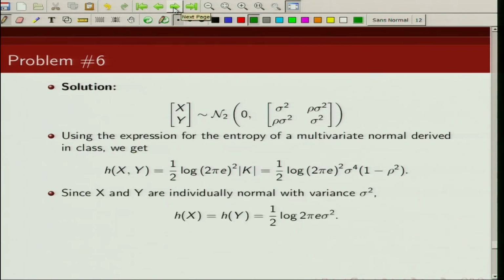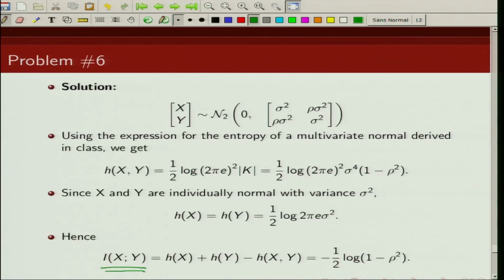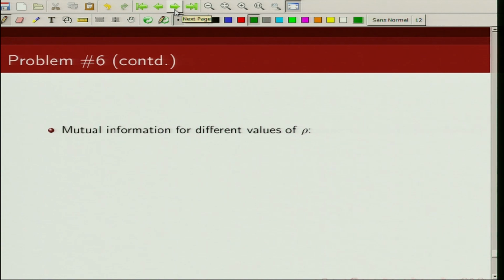Now let us look at the differential entropy of these individual random variables x and y. This is given by half log of 2 pi e sigma square. So the mutual information between x and y can be written as the differential entropy of x plus the differential entropy of y minus the joint differential entropy of x and y. This follows from the definition of mutual information. We know the values of these, so if we plug them in, we get mutual information given by minus half log of 1 minus rho square. So let us compute mutual information for different values of rho.